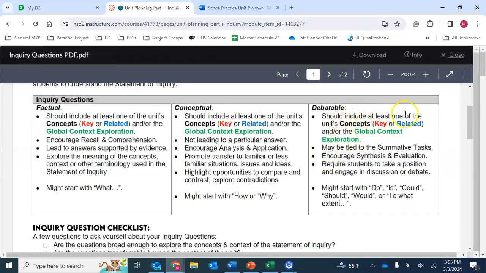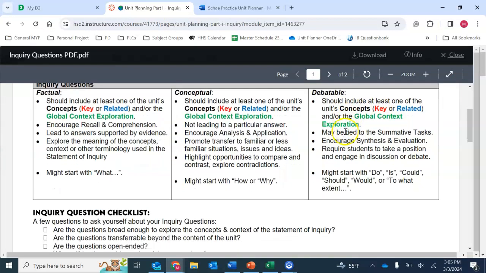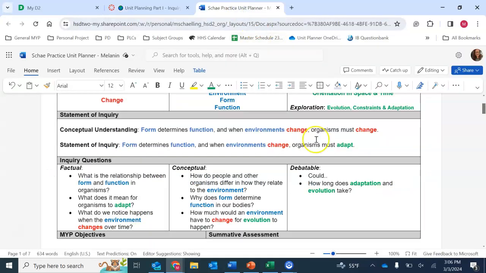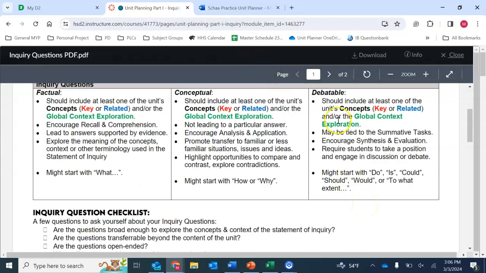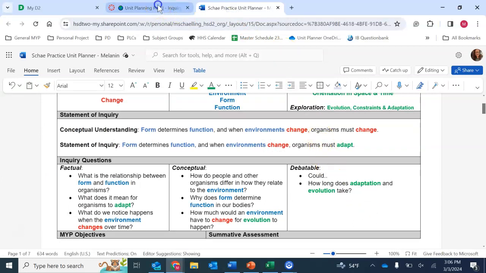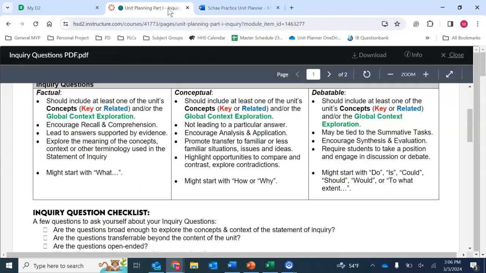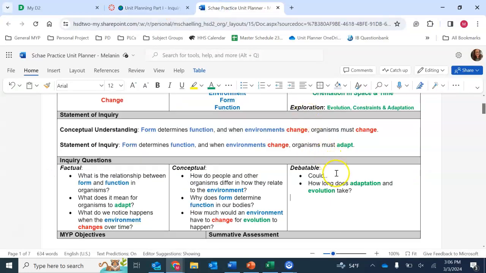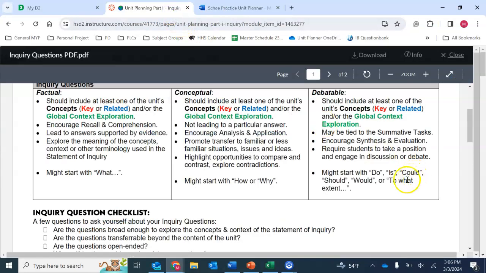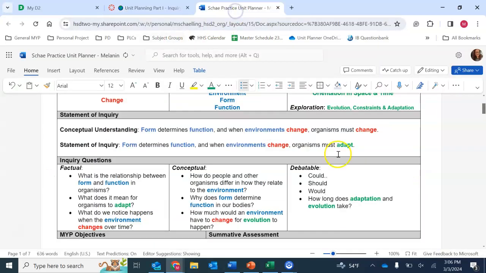Again, we're going to have our green, blue, and red words. We want it to be tied to the summative task in some respect, encourage synthesis and evaluation, and require students to take a position. So it might start with do, is, could, should, would, or to what extent. IB really loves that phrase, to what extent, because it gets kids thinking about it. So: could, should, would, do, is, to what extent.